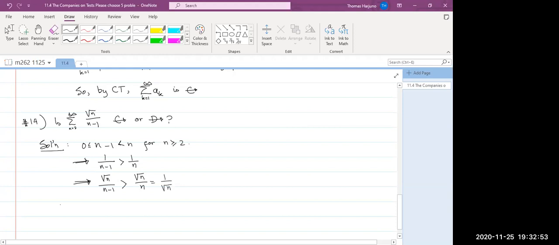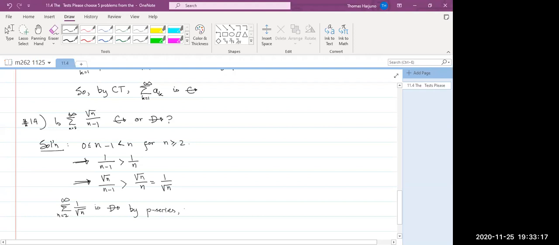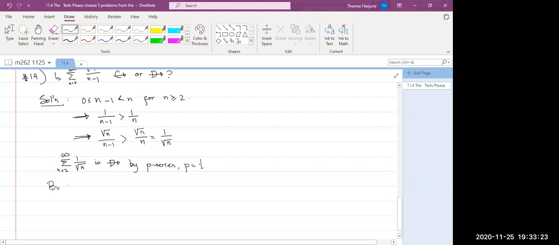Now, the series of 1 over square root of n from 2 to infinity is convergent or divergent? Divergent. Why? P equals one half. Okay, then by comparison test, the greater series is divergent.